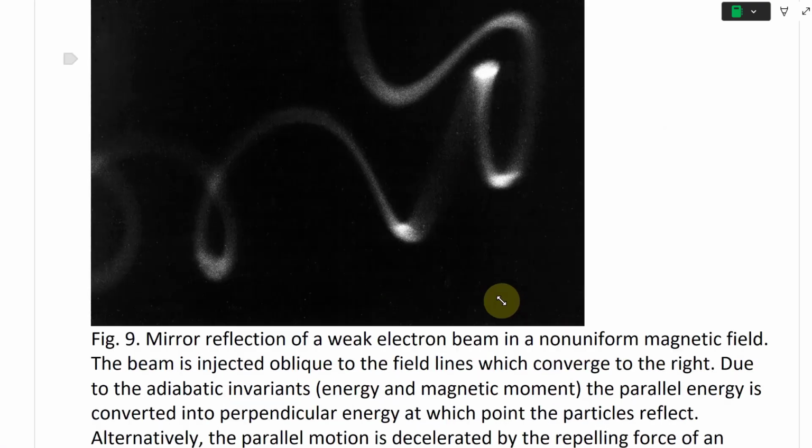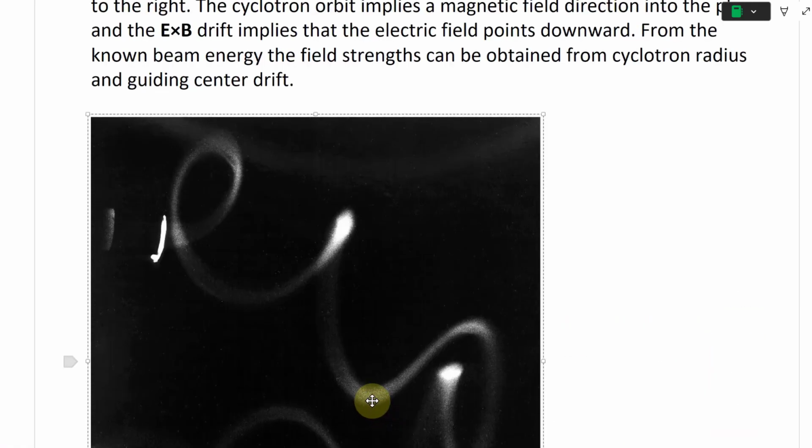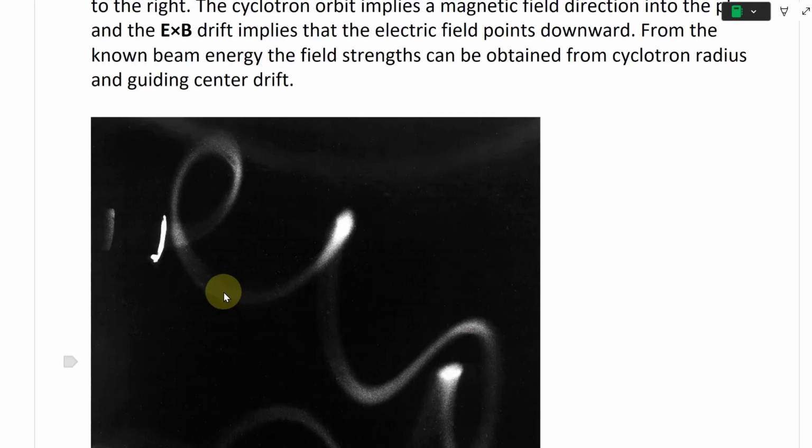There's an electron beam spread there. Here's some more cool stuff. Mirror reflection of a weak electron beam in a non-uniform magnetic field. The beam is injected oblique to the field lines, so at a different angle, which converge to the right due to the adiabatic invariance of energy and magnetic moment. The parallel energy is converted into perpendicular energy, at which point the particles reflect. Alternatively, the parallel motion is decelerated by the repelling force of an increasing magnetic field. Again, I'm not 100% sure, but it says there's a mirror. So it's like a reflection there, and it goes backwards.